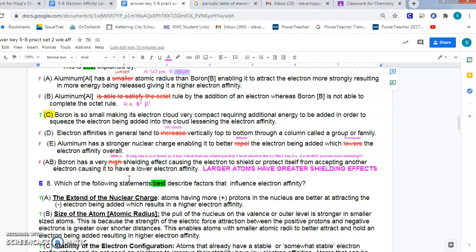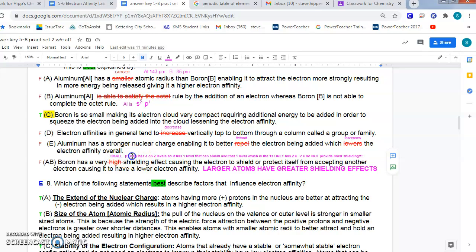Answer AB. Boron has a high shielding effect. What is shielding effect again? Shielding effect is when the inner levels shield the outermost electron from being held. The shielding effect would also shield the nucleus from attracting an electron to it. So when you have very large atoms, we have lots of electrons in the way. Would boron have a big shielding effect, a great shielding effect, or high shielding effect? No, boron has a really small shielding effect.